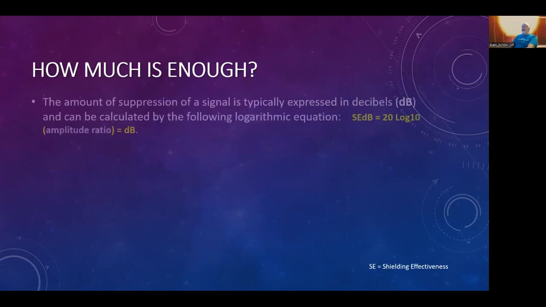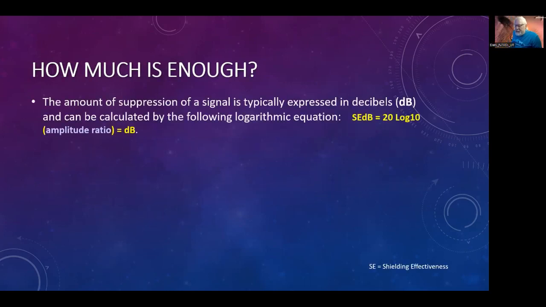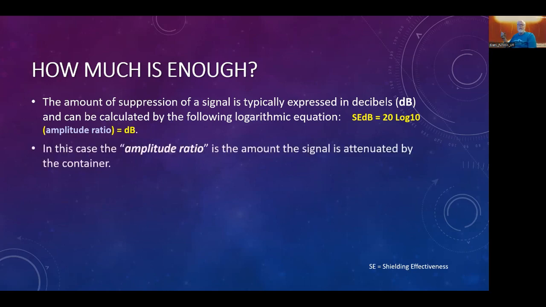So how much is enough? This is the important part. The amount of suppression of a signal is usually expressed in decibels, and you can calculate that with an equation, and I have the equation there. The amplitude ratio is the amount of signal attenuated by the container. So we have a container, and we need to know what the amplitude ratio is.